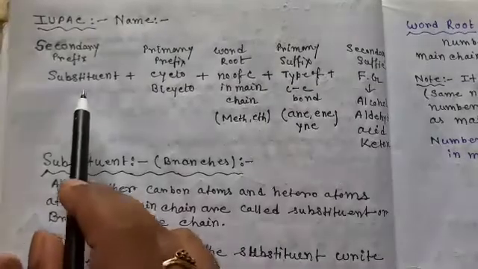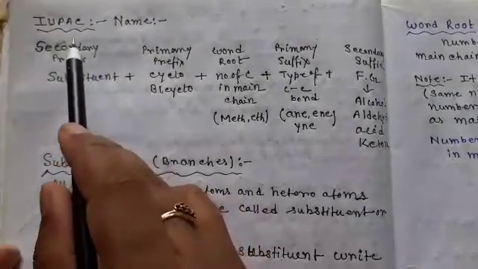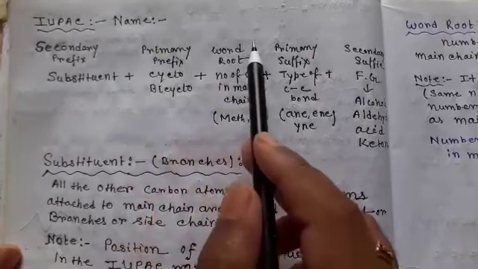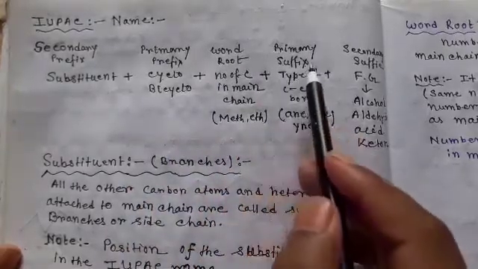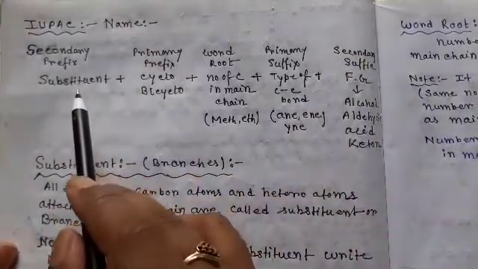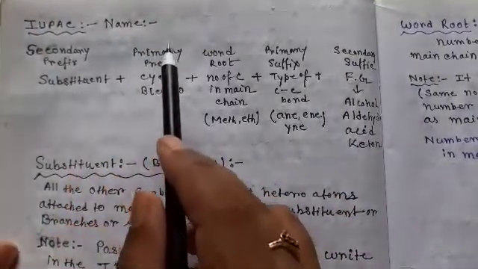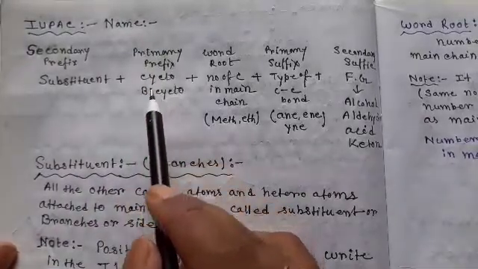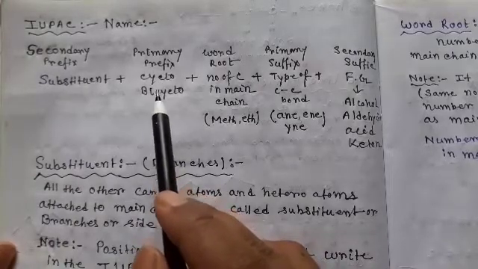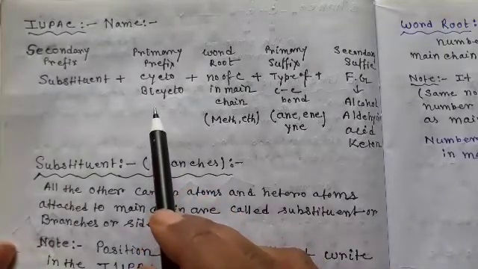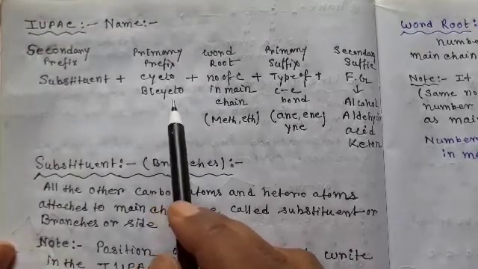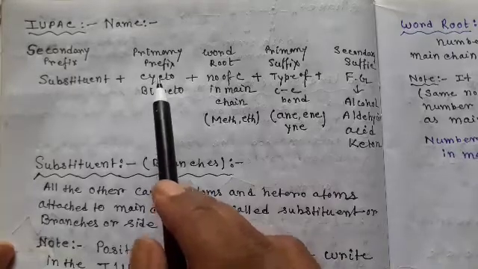Method to write the IUPAC name: at first write the secondary prefix, then the primary prefix, then the word root, then the primary suffix and then the secondary suffix. What is the secondary prefix? That is the substituent. And what is the primary prefix? That is cyclo or bicyclo. If it is a cyclic compound, the prefix is cyclo, and if two cycles are joined by two carbon atoms, then it is called bicyclo. That is the primary prefix.